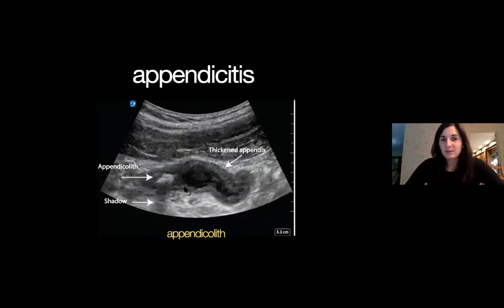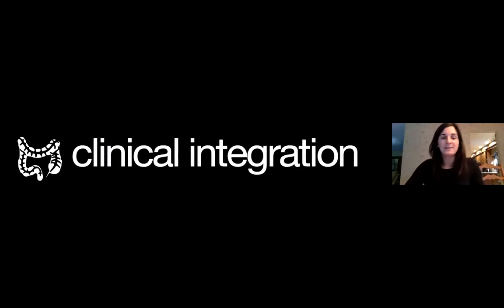Sometimes also, I didn't include it here, but you're going to have in the right lower quadrant some free fluid, just a tiny bit of free fluid next to your iliac vessels in that area. And that is usually a supportive sign of this, but it's not perfect because sometimes you'll get this because you have, I don't know, some other pathology that we're actually going to discuss right now. So let's integrate it together, okay?